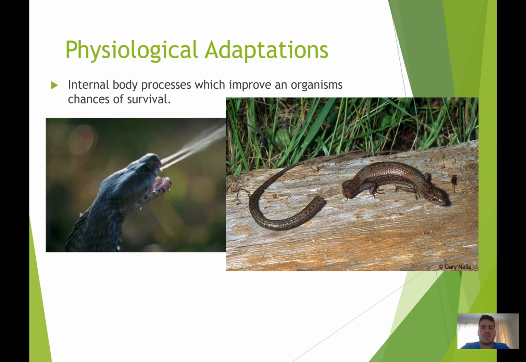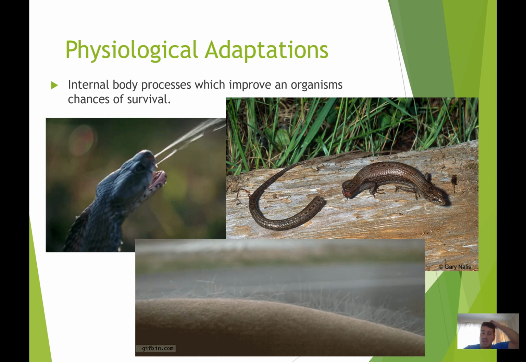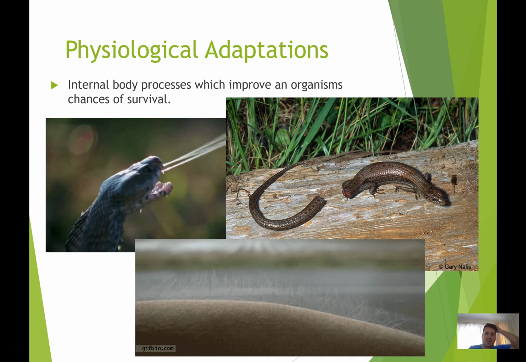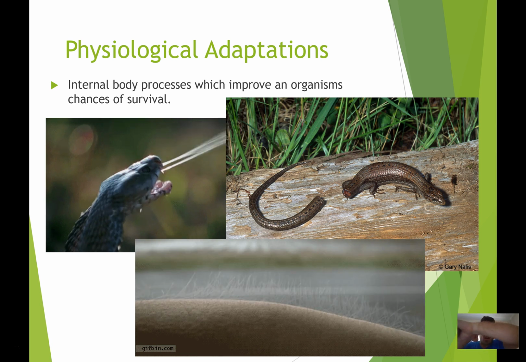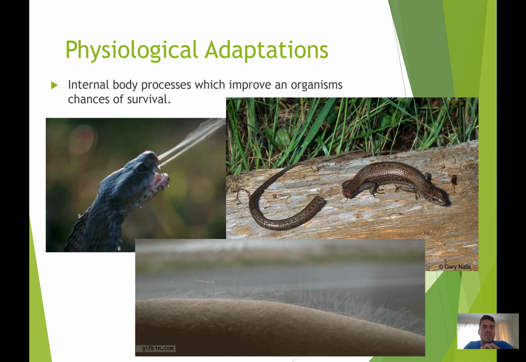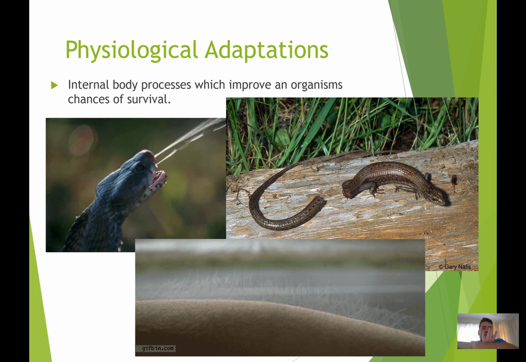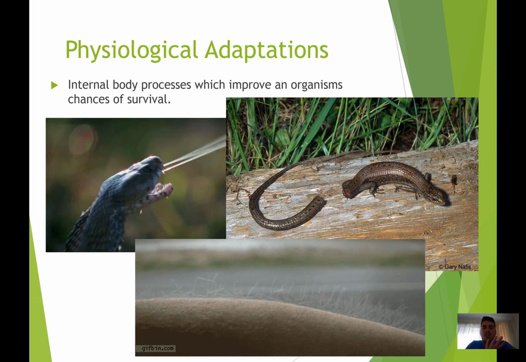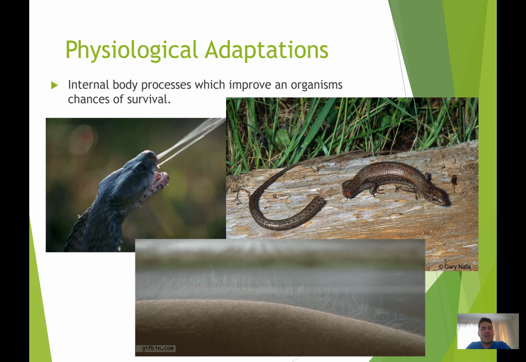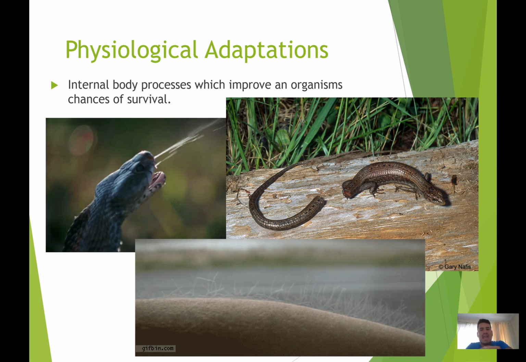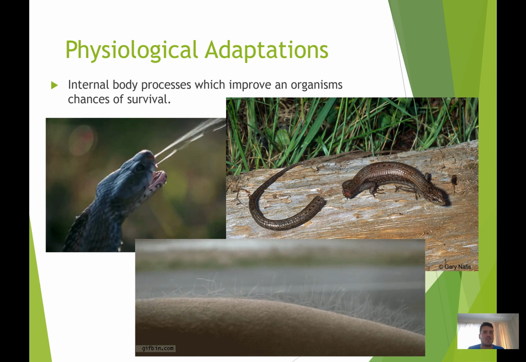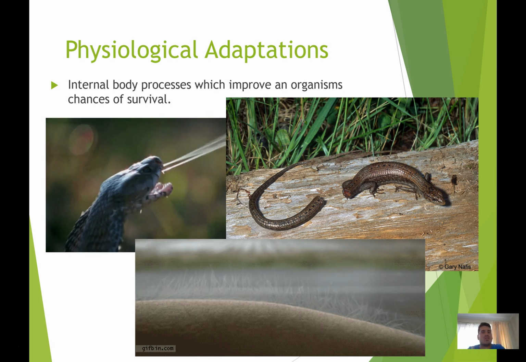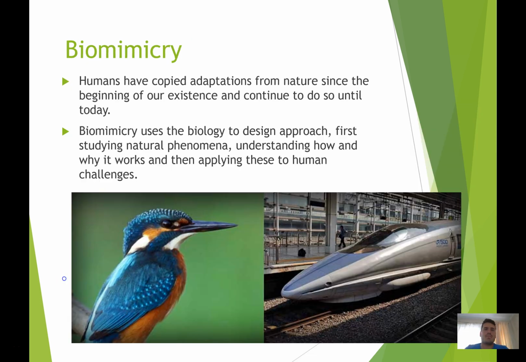Another physiological adaptation, in humans and very common in a lot of mammals, is that when we get cold, the hairs on our skin get erect. When they do this, they create a buffer of air next to our skin, which keeps us a bit warmer. This is a physiological adaptation because it's your body's physiological response to the environment.